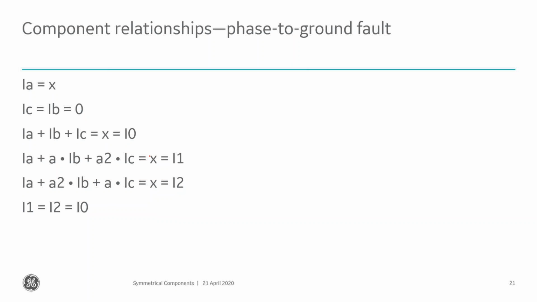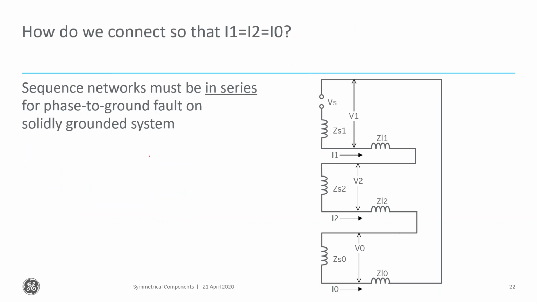That means that the only way that I can create that sort of network is if my three networks, my positive, my negative, and my zero sequence networks, are in series with one another. So this means that the networks are in series and they're on a solidly grounded system. Now, if there was a ground impedance in here, I could expect some smaller quantities, but I'd still expect those quantities, positive, negative, and zero sequence, to be similar. So when I look at a fault current, right?